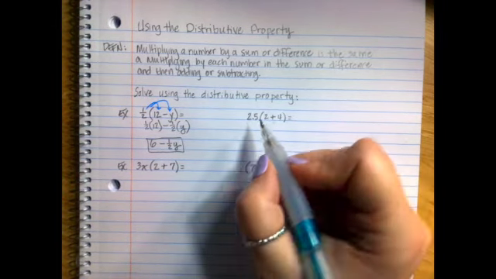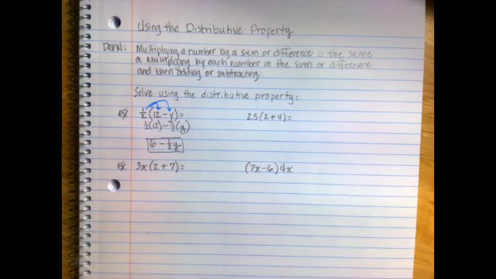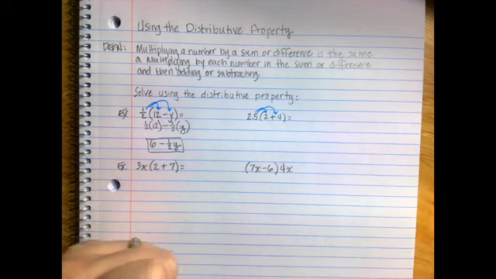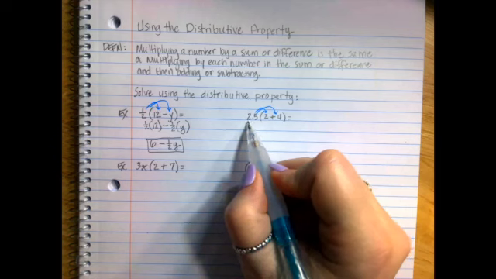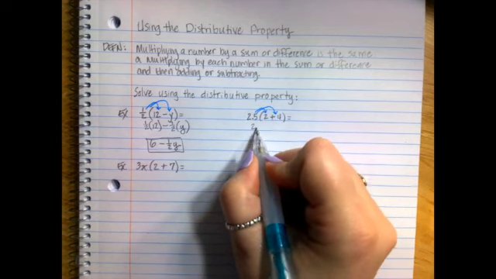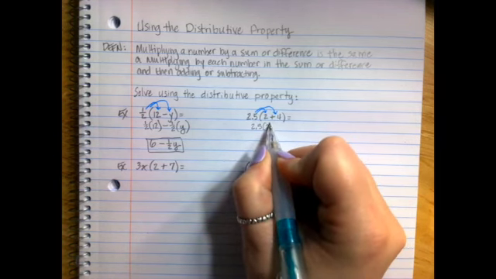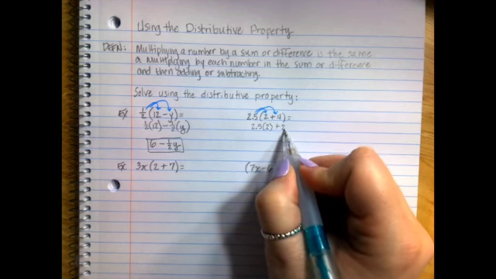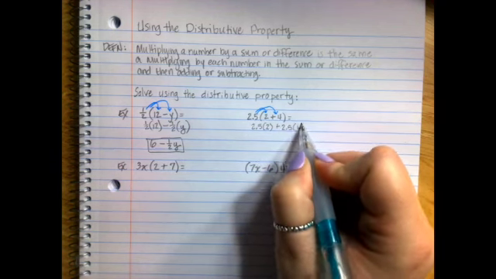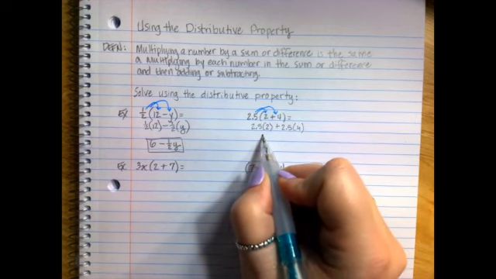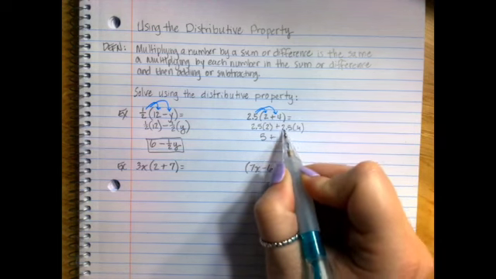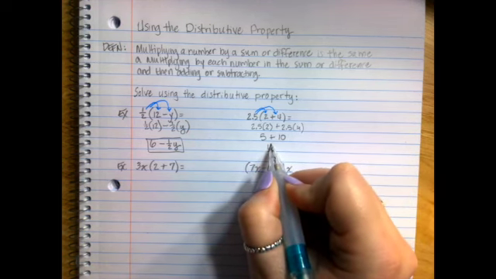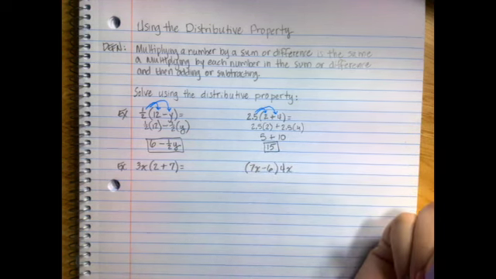Okay, single number answer. 2.5, again, you're going to distribute 2.5 to everything on the inside by multiplication. 2.5 times 2, just showing my work, plus 2.5 times 4. All right, 2.5 times 2 is 5. 2.5 times 4 is 10. So my answer here is 15.